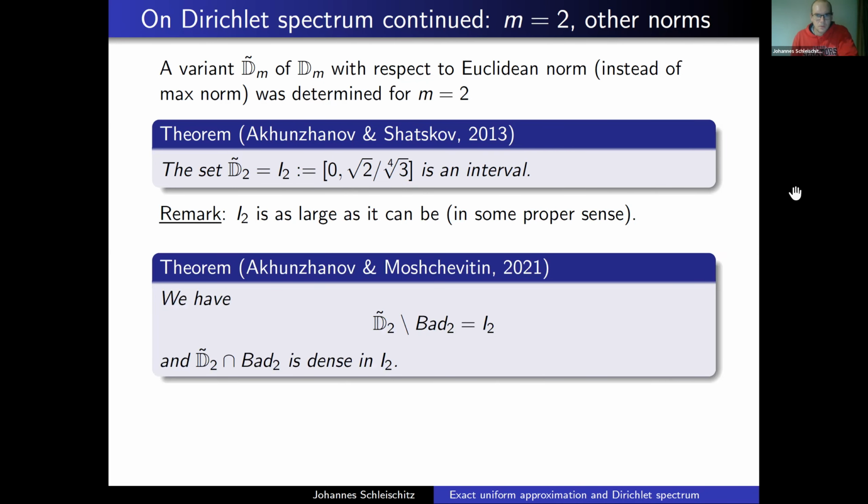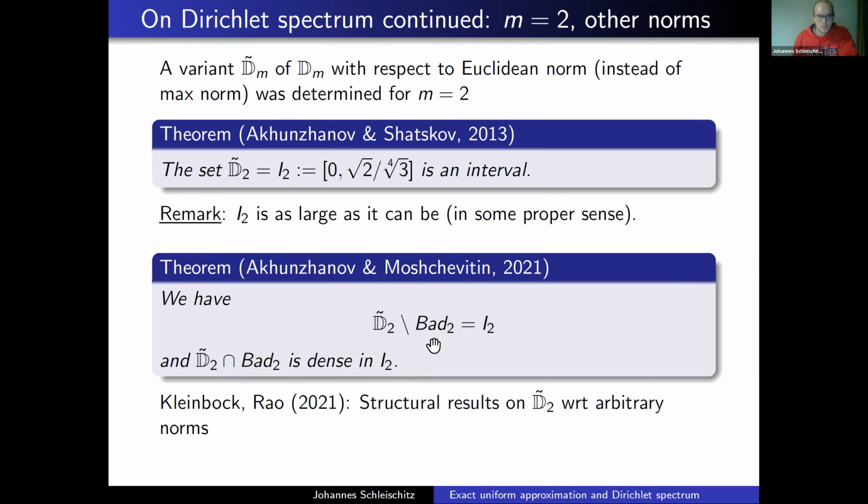Another recent result is that when you restrict this tilde set, again with the Euclidean norm, and you work in the subset of the bad numbers, then it's still the whole interval. And when you intersect it otherwise with the bad numbers, then it's dense at least. It might be everything, but I think that's not clear.